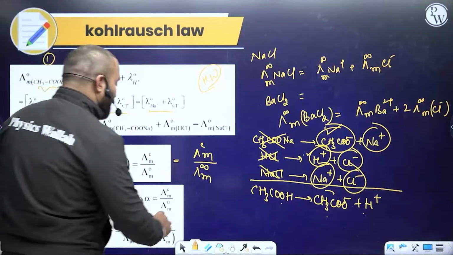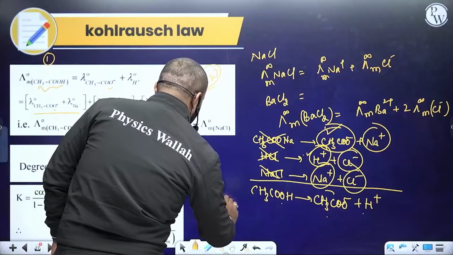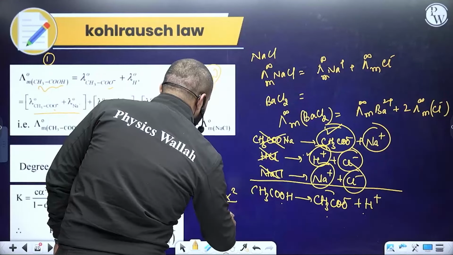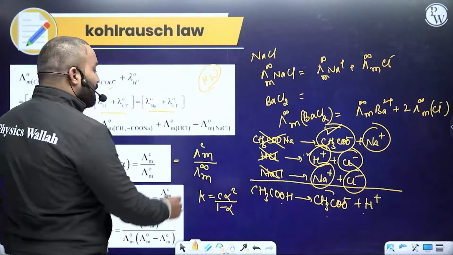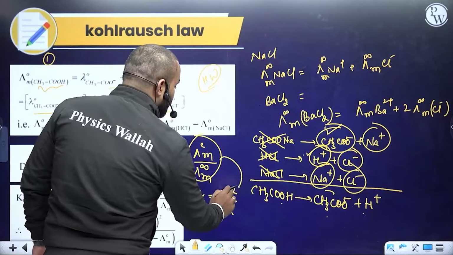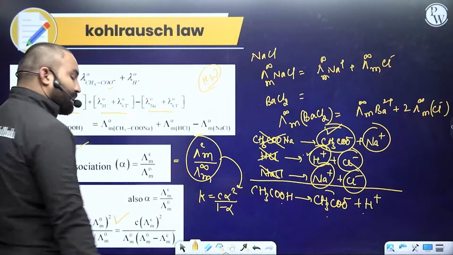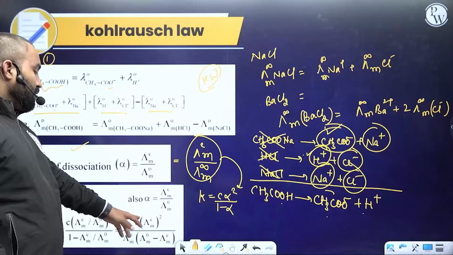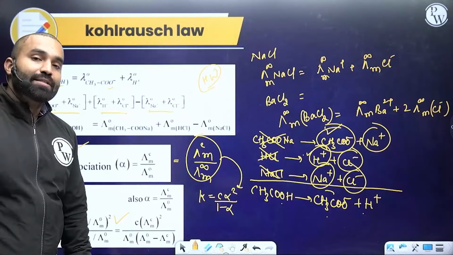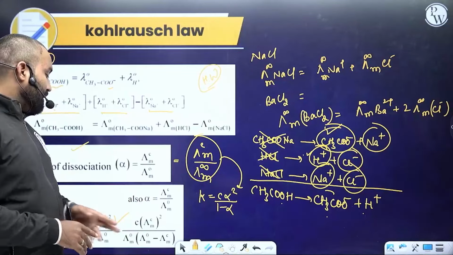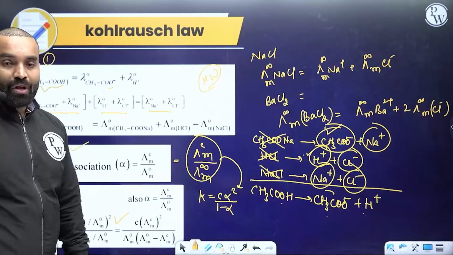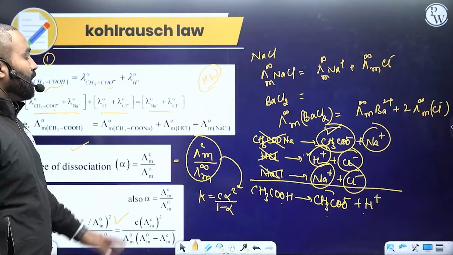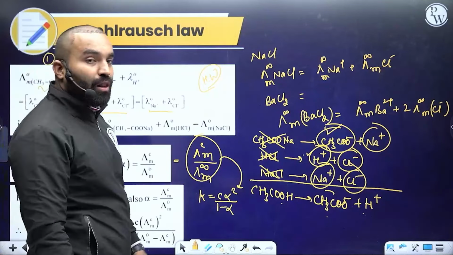Now also from chemical equilibrium we know K, the equilibrium constant, is equal to C alpha square divided by 1 minus alpha. Put that alpha here in this equation, you will obtain the K equilibrium in terms of concentration and molar conductance at infinite dilution and at a particular concentration. Understood, everybody? These are the three applications of Kohlrausch law.